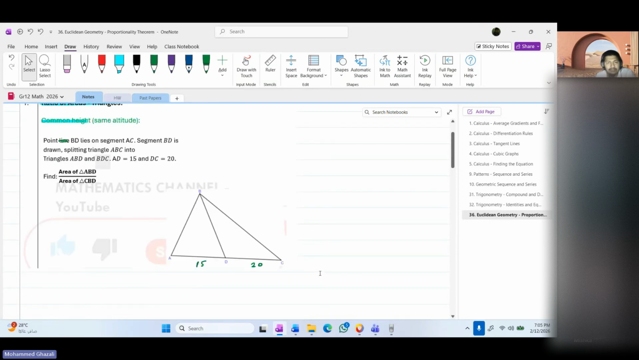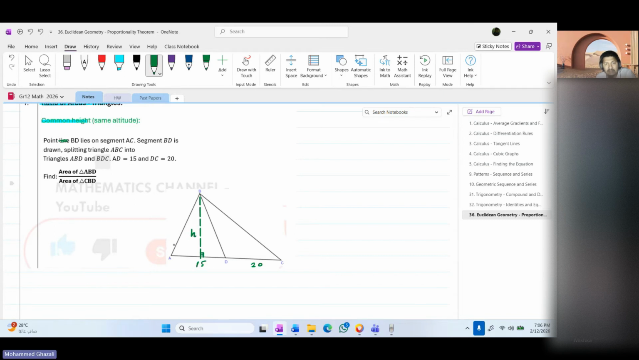To find the area of a triangle, it's just half base times perpendicular height, half base times altitude. So let me draw one altitude here. Altitude means the perpendicular height. I'm going to draw a common altitude, which is common to both triangles. Okay, so I drew the height. Let me draw it in broken lines so you can actually see it. So this is the height.